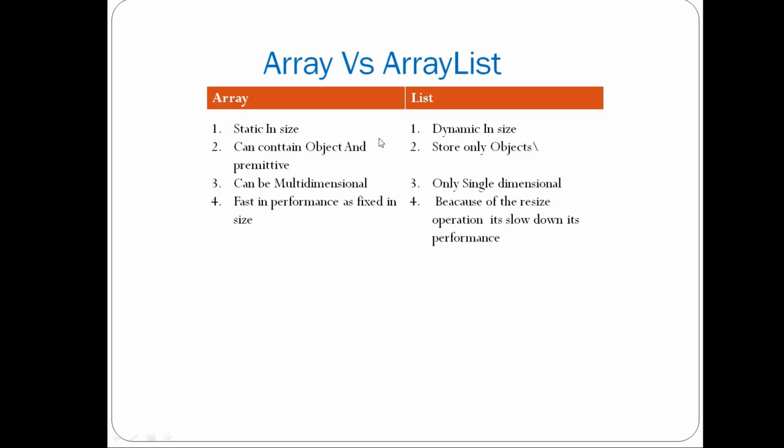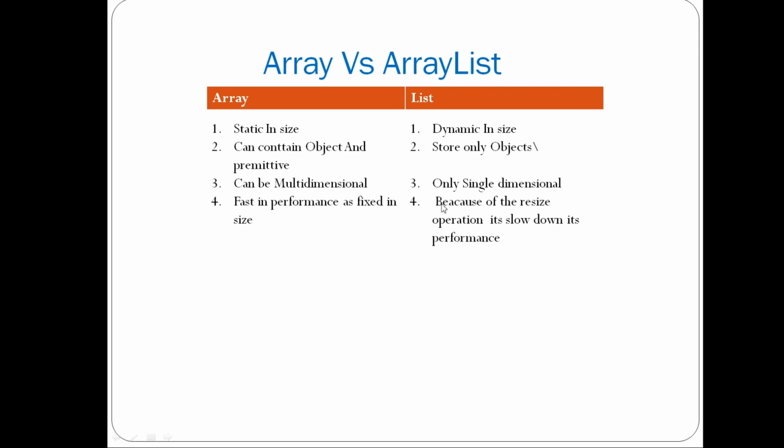Let's discuss some differences between array and ArrayList. As we discussed, an array is static in size, a list is dynamic in size. An array contains objects and primitives, while a list stores only objects. An array can be multi-dimensional, and a list can only be single dimensional. Array performance is fast as it is fixed in size, while because of the resize operation, ArrayList slows down the performance.